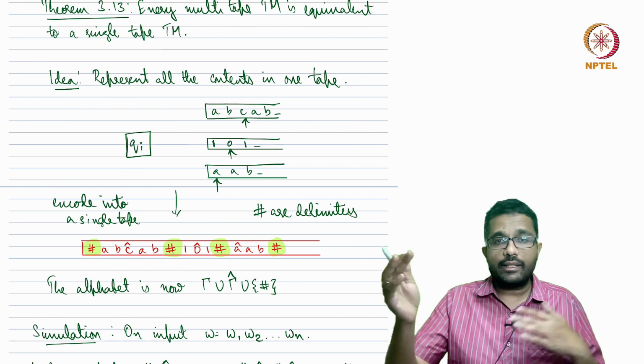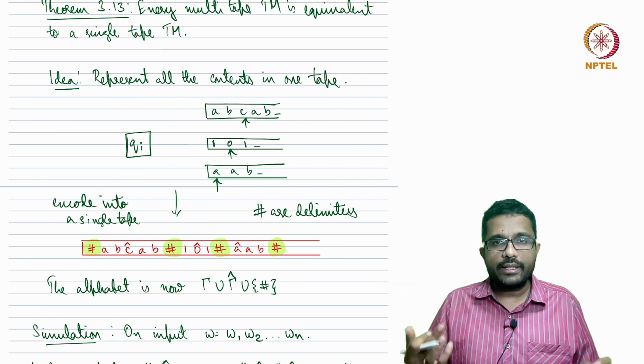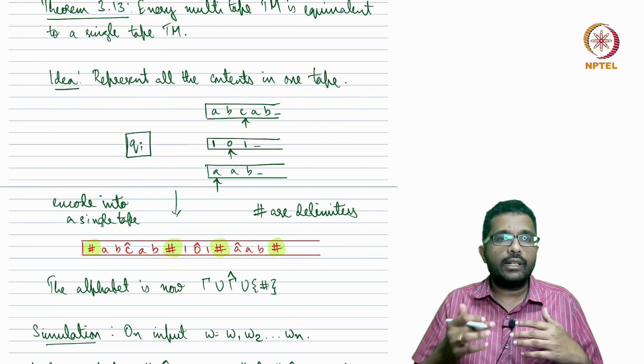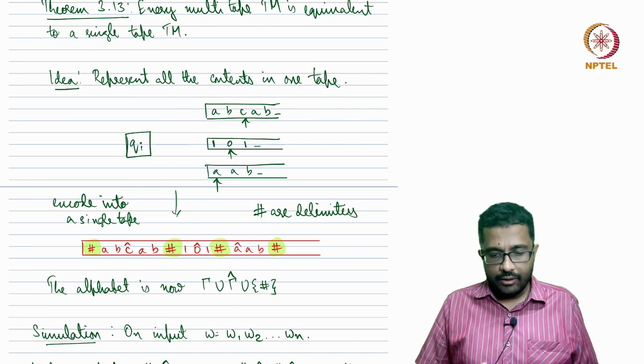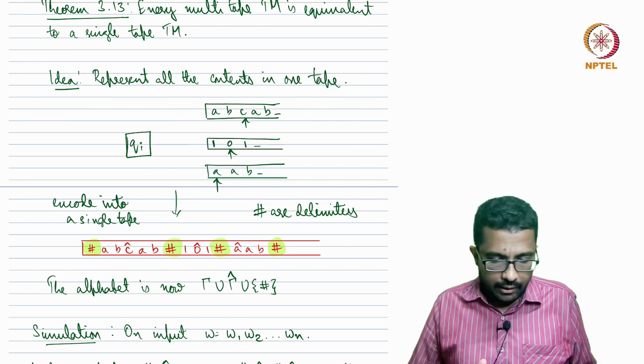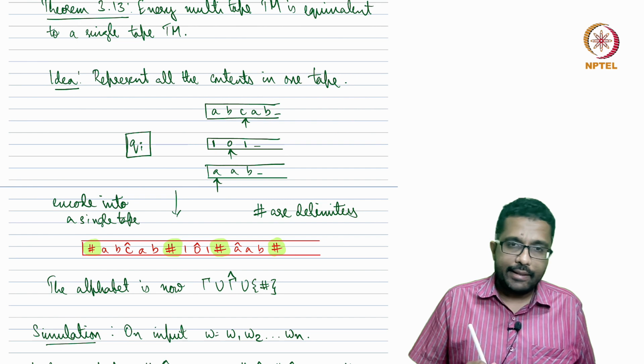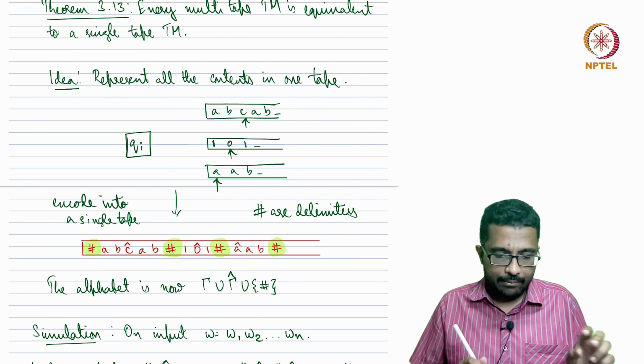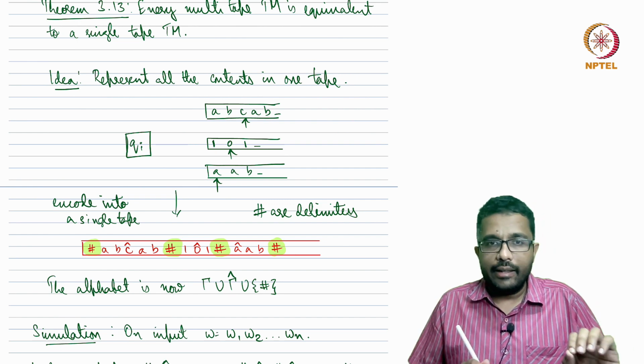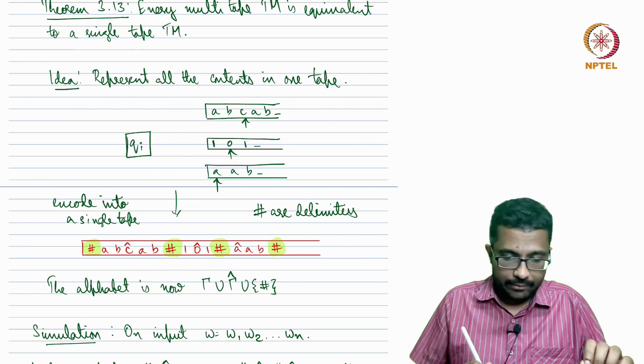So the 3 tape machine has 3 heads, but a 1 tape machine has only 1 head. So how do we encode the head positions? What we do is denote it in the tape itself. We have special symbols to indicate the head position.